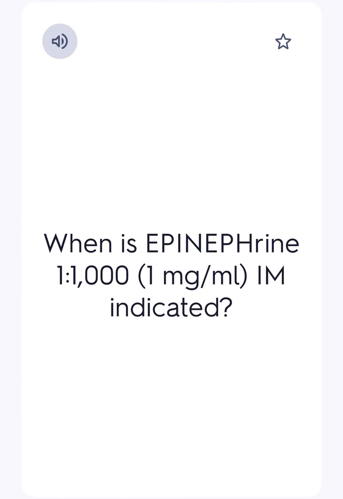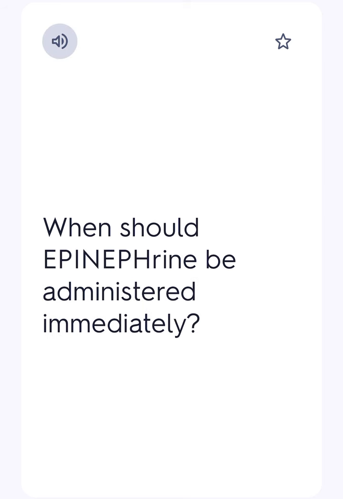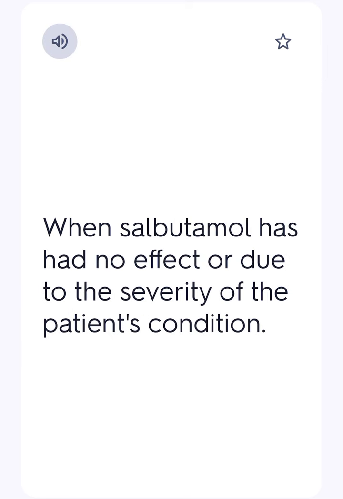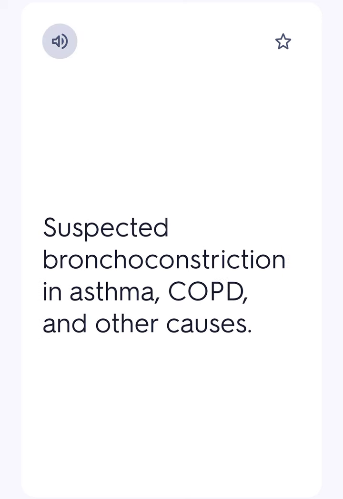When is epinephrine 1000 IM indicated? When the patient is asthmatic and BVM ventilation is required. When should epinephrine be administered immediately? When salbutamol has had no effect or due to the severity of the patient's condition. What are the indications to administer epinephrine? Suspected bronchoconstriction in asthma, COPD, and other causes.